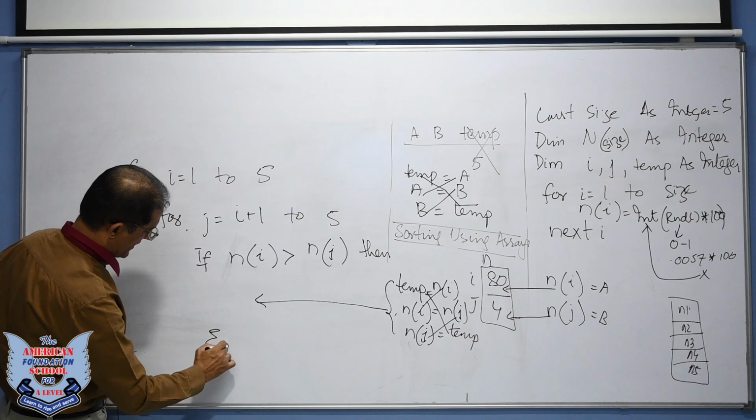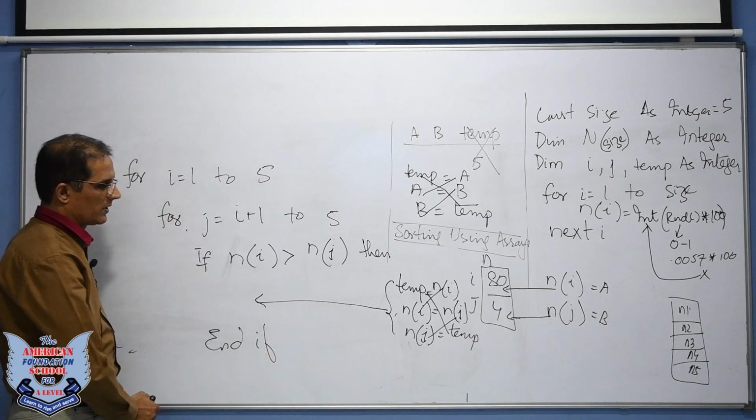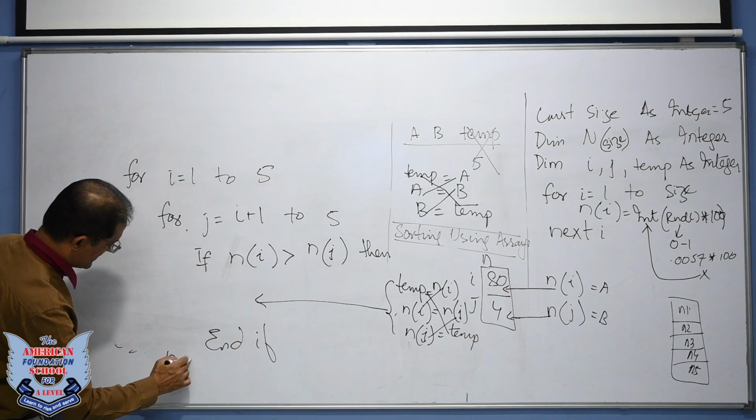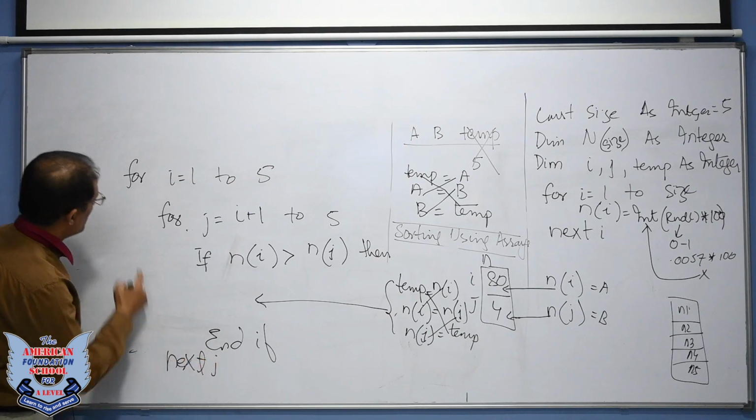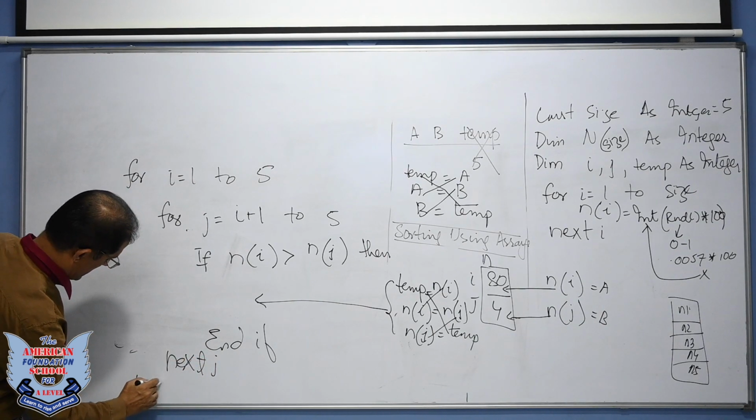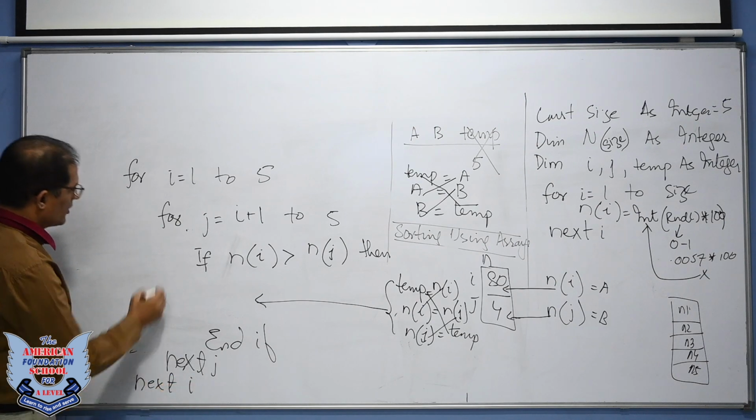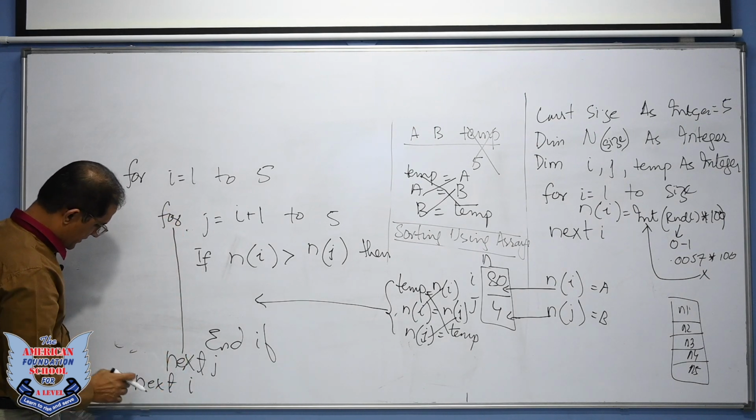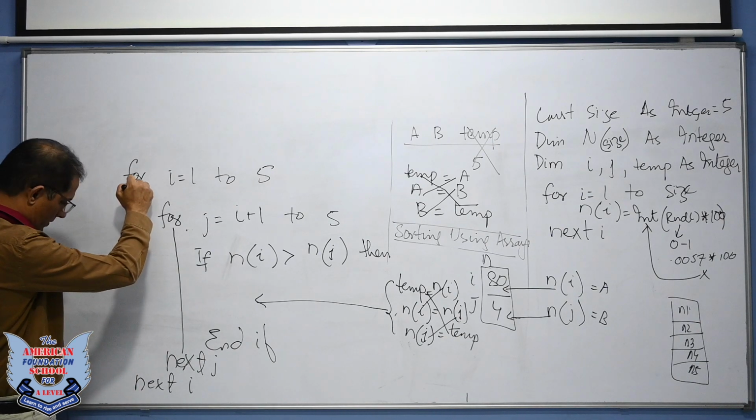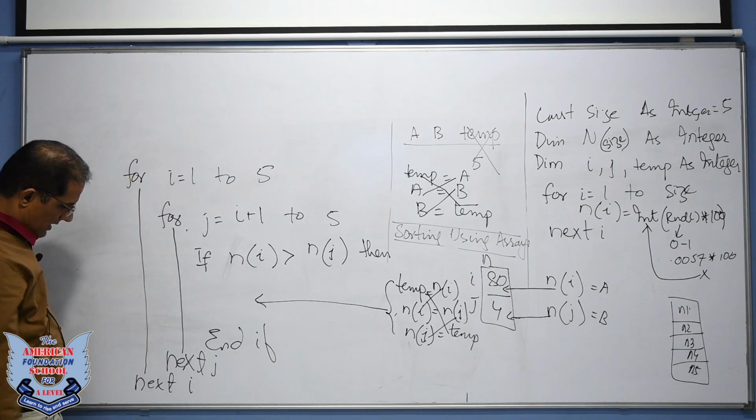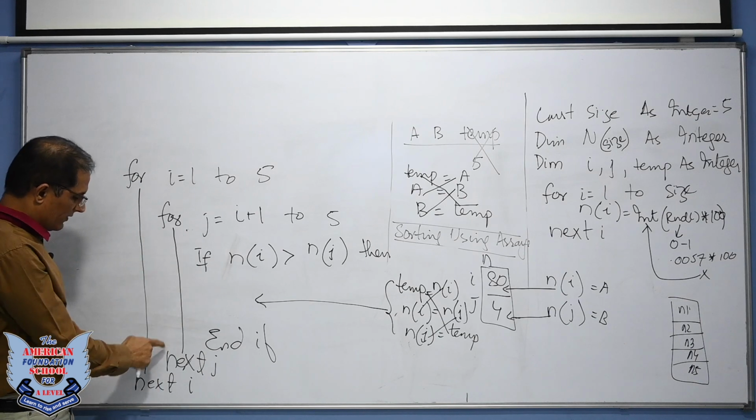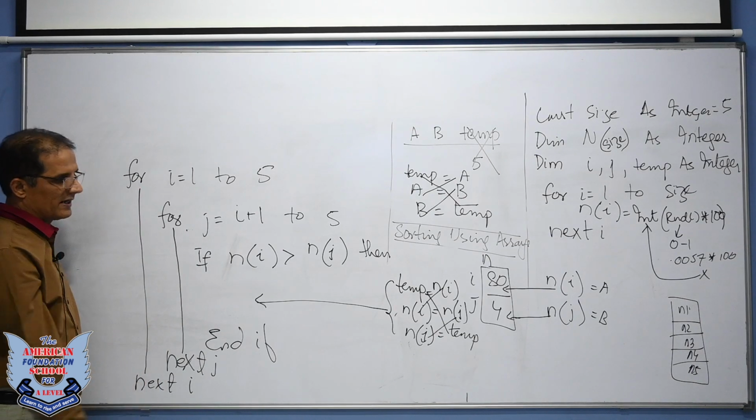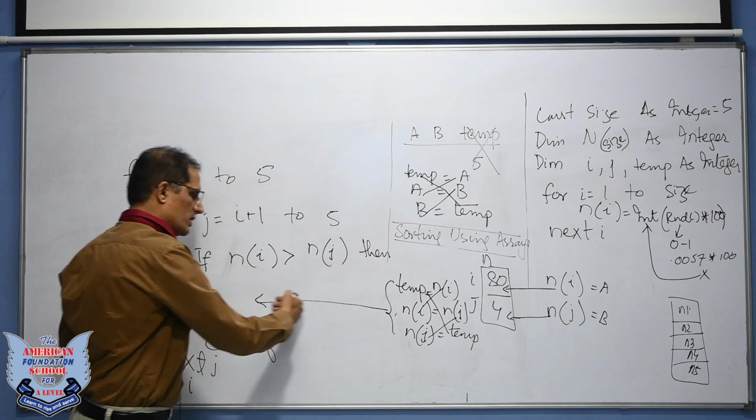And after that we'll say end if. The if command should be terminated, and then we'll say next j, and then we'll say next I. So the loop that we started in the end will end first, and the outer loop will end after that. The inner loop will end first, and then the outer loop would end. And this program of sorting would come here.